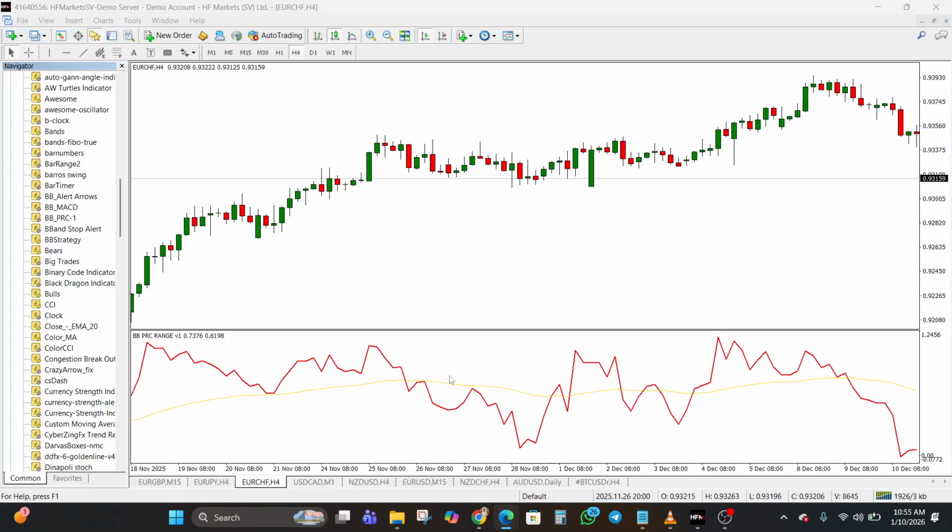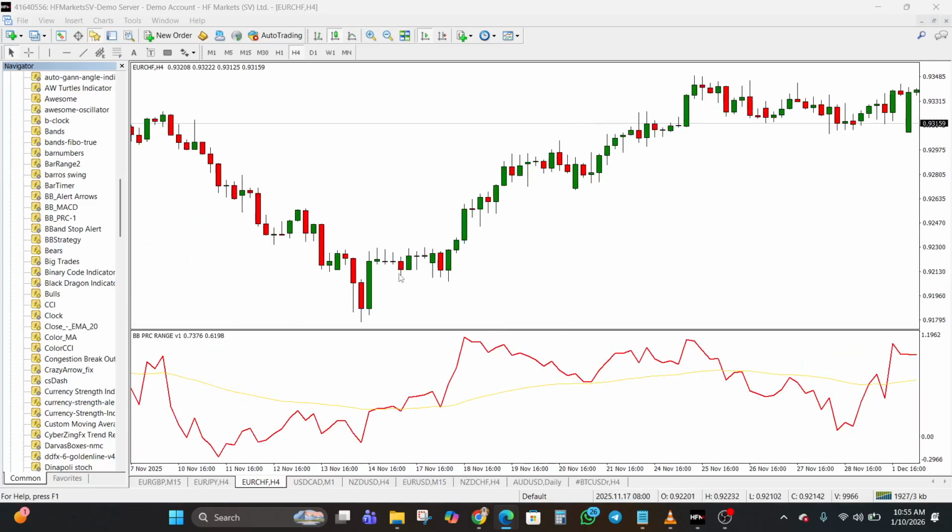On the other hand, when you have the red line cross below the orange line, you should be looking out for sell opportunities. So in this case now, after we had the red line cross above the orange line, and then we had this bullish engulfing pattern, this would have been a good place to buy, right?